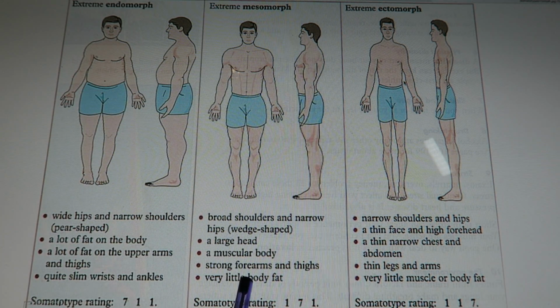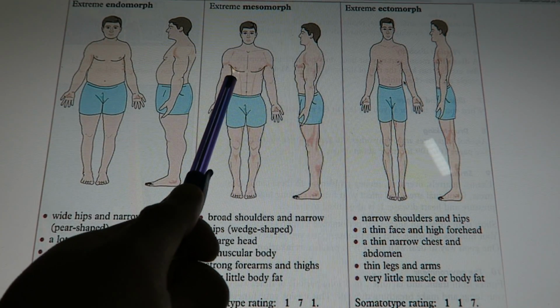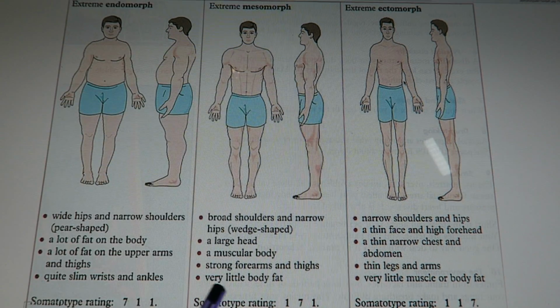This is the mesomorph, who is the natural athlete, okay, as you see here, muscular body, strong forearms and thighs, very little body fat and broad shoulders. Okay, these are the people who are naturally muscular. If you're a female, then the girls with the big boobs, big ass, small weight.